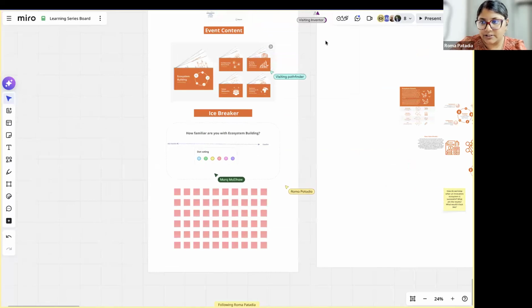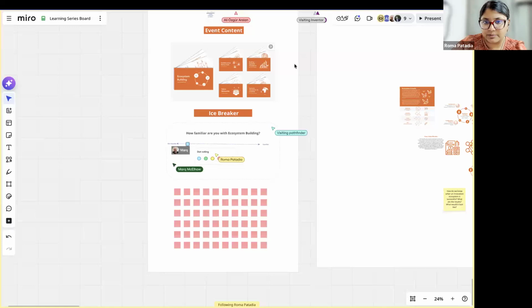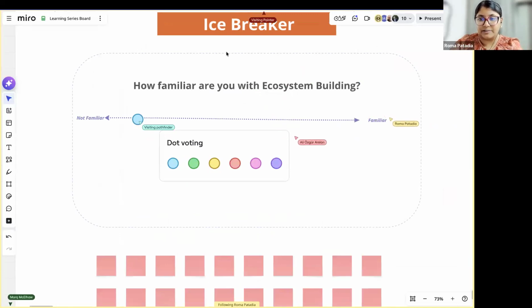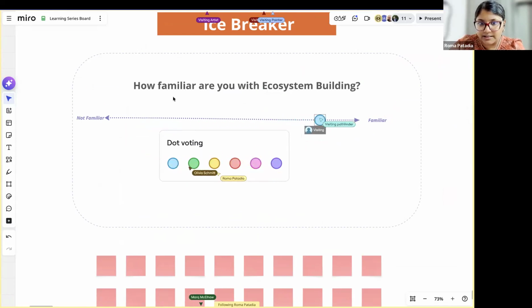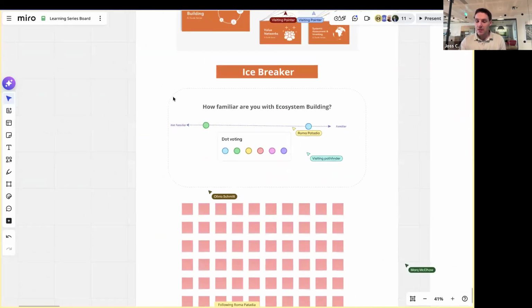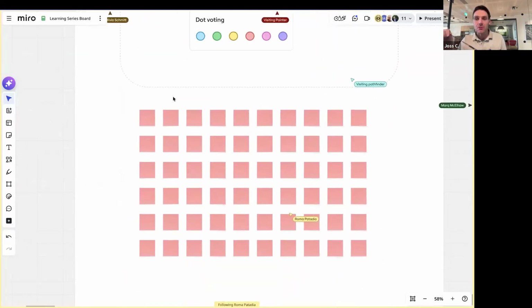And I would like to actually hear from you. How familiar are you with ecosystem building? You could actually hop on the Miro board at this point and let us know by picking one of these dots and placing it on the horizontal bar between familiar and not familiar. So just sharing the Miro board link in the chat box. And also maybe on the stickies, what interests you in this area? What encouraged you to join today?